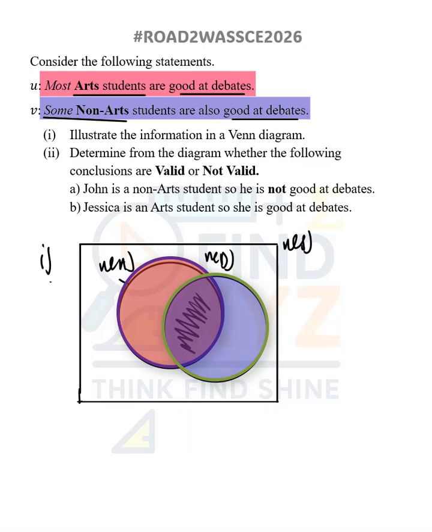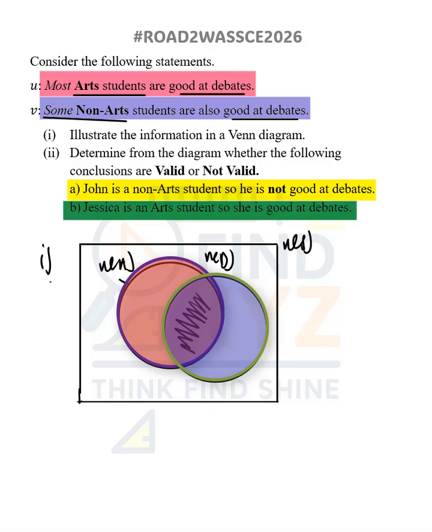In the second part of the problem, we are asked to use this diagram to determine whether the following conclusions are valid or not valid. Now, we earlier explained conclusion as the final outcome or the destination that we want to verify. Now, what is the outcome that we want to verify? We are saying that John is a non-art student. So this is John. Who is he? He's a non-art student. Now it means that John will fall outside the art students. Definitely John will not be in the art students. He's outside the art students. Then we are told that he is not good at debate.